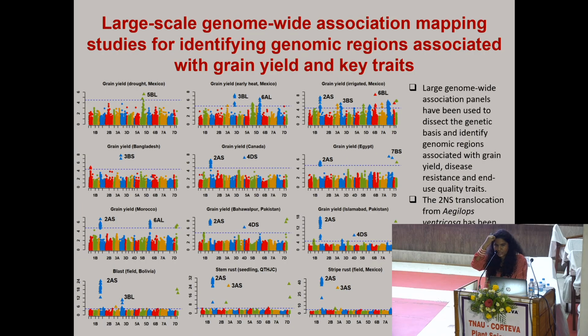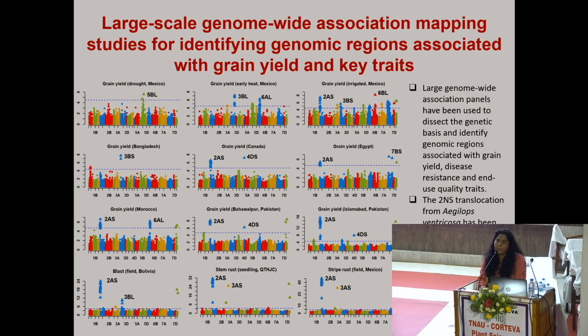With the last two slides, we've also done a large-scale genome-wide association mapping for identifying different regions. We have about 4,000 lines that we used, and for phenotyping different traits, grain yield in different countries: Bangladesh, Canada, Egypt. And we can see some consistent regions across these different countries. We also put all these consistent markers along with the known genes into the reference genome of wheat.